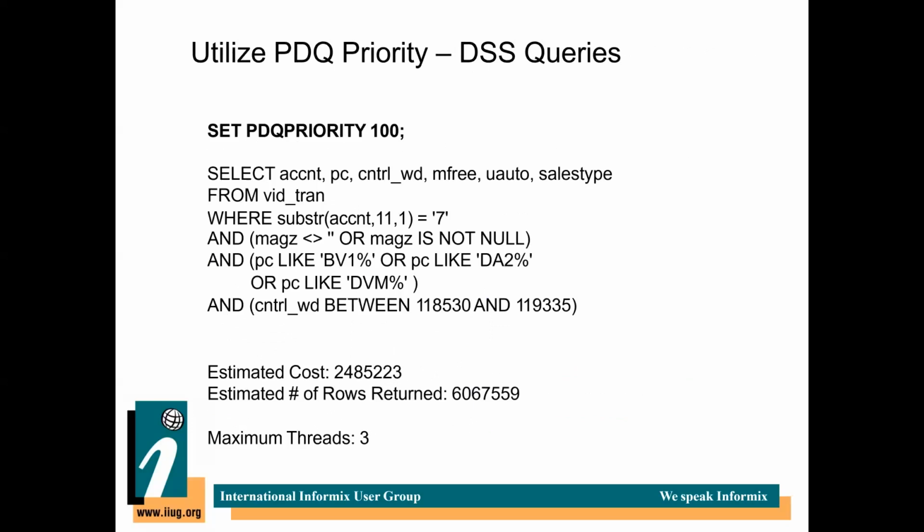Utilizing PDQ priority for DSS queries. If you have large fragmented tables that you need to get better performance with, you can utilize the PDQ priority so it can give you maximum threads based on your fragmentations.